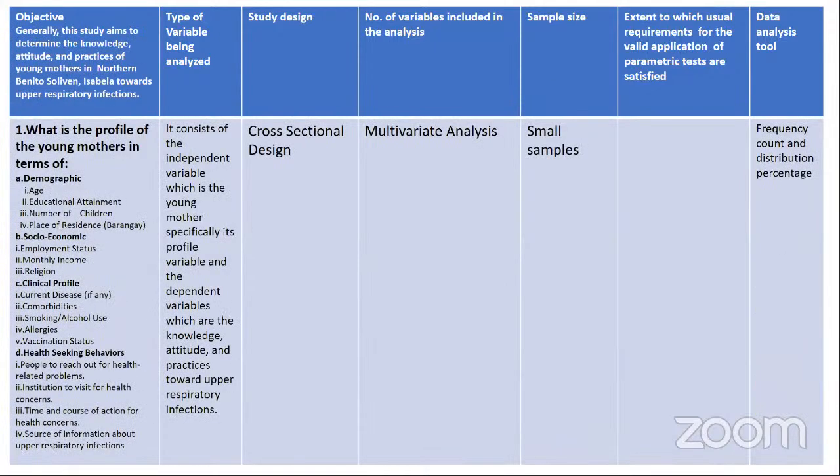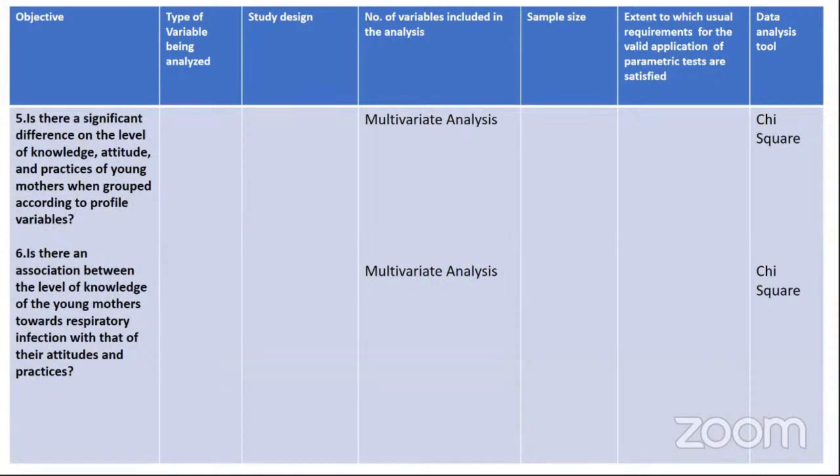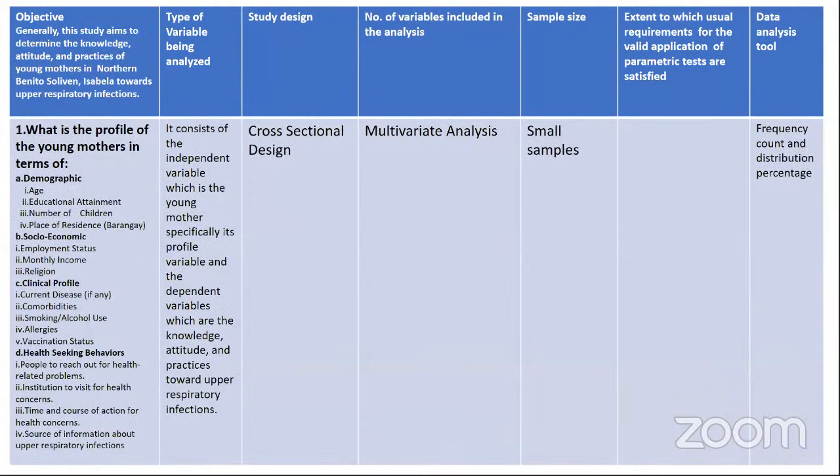The sample size will be utilizing some small samples, and for the data analysis tool for the specific objective number one, it will be frequency count and distribution percentage. For objective number two, number three, and number four, it will be weighted mean and standard deviation. And lastly, for the inferential analysis, we will be using chi-square po. And moreover, the researchers used Likert scale for the scaling of the questionnaire, specifically 5-point Likert scale for the practice, 4-point Likert scale for the attitude, and again 5-point Likert scale for knowledge. That is compared to the first group who used the yes or no scaling po.